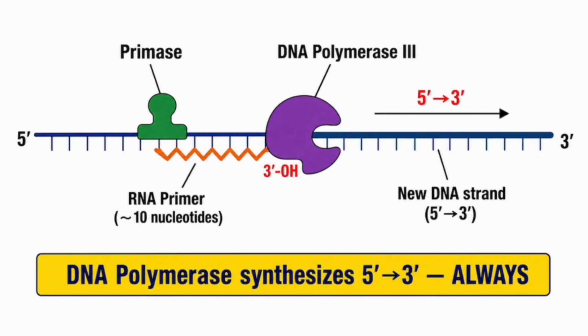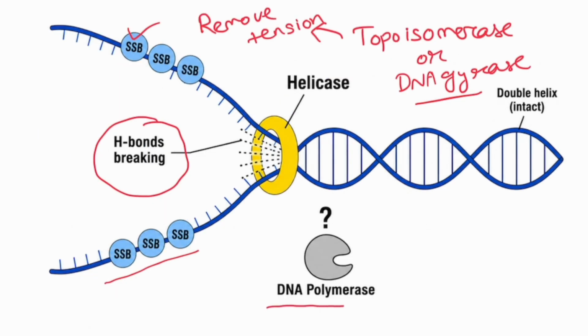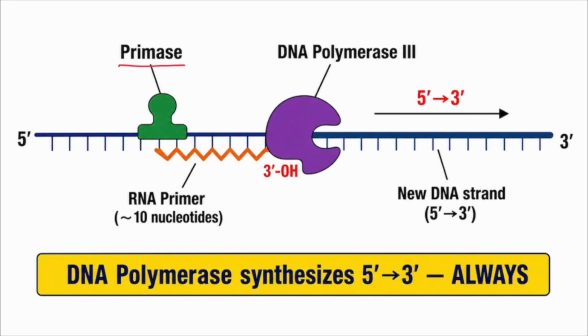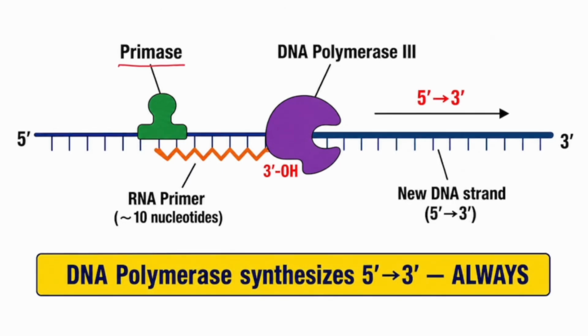But now comes the most important question. Why do we even need primase? Because DNA polymerase cannot start synthesis from nothing. It cannot initiate DNA synthesis de novo. It needs a free 3' OH end to begin adding nucleotides. So primase synthesizes a short RNA primer around 10 nucleotides long. This RNA primer provides the free 3' OH end needed by DNA polymerase. Primase does not make DNA. Primase makes RNA. Now DNA polymerase III attaches and starts building the new strand.